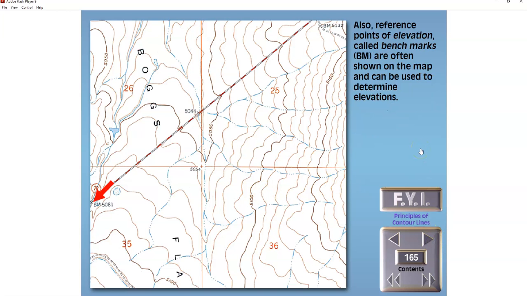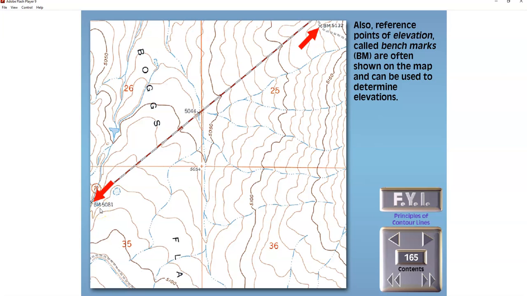Also, reference points of elevation, called benchmarks, are often shown on the map and can be used to determine elevations. So they will give you these exact known elevations. They will put a letter X, or sometimes they'll put X and the letters BM, which stand for a benchmark. And then that's an exact elevation. So this one up here in the top right tells you that right at that spot on the Earth, it's exactly 5,132 feet. And then you got another benchmark over here in the bottom left, 5,081 feet.